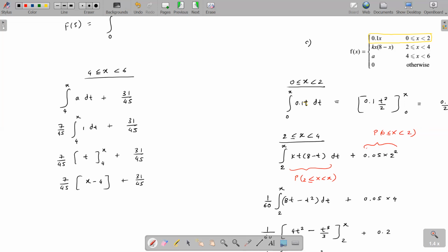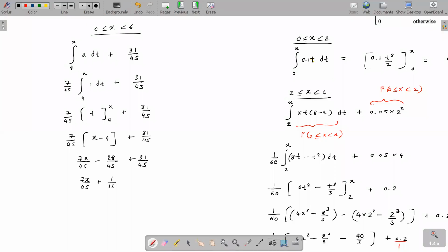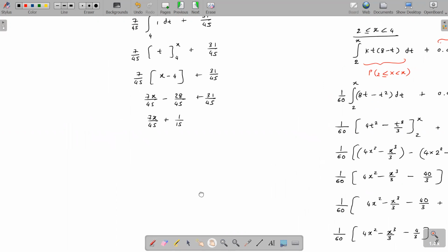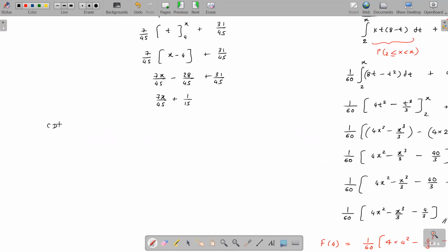It's just a matter of simplification. Let's simplify. You can see that when you simplify, you can expand the bracket. So I get, at the end of the day, (7x plus 1) over 15. Now let's specify the CDF function. Let's write everything out. So what is our CDF function?